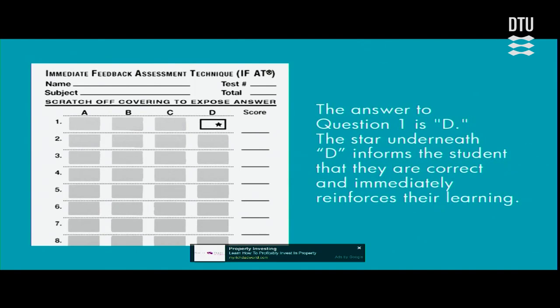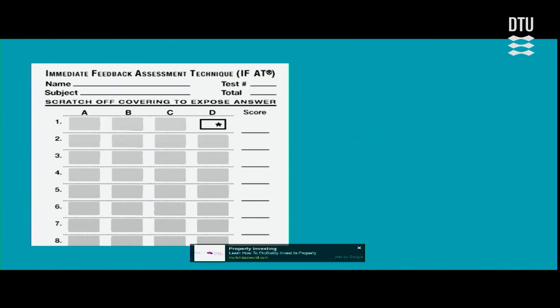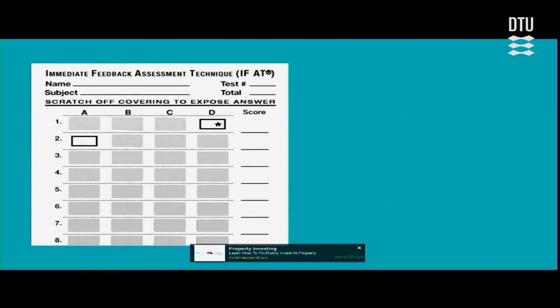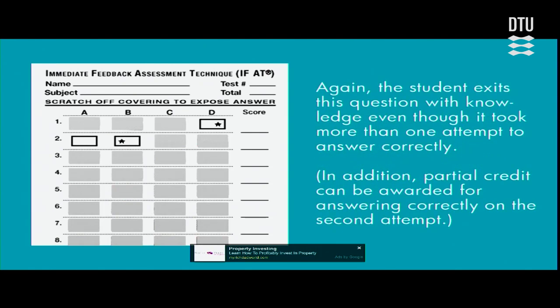So, this is what it looks like. If you think the first question has the right answer in the D box, then you scratch the D, and you will see a star. So you're right on that one. Then in the second question, if you think it's A, I'm quite sure it's A, and you scratch it and it is blank, then you think again and say, okay, it must be B. So you scratch the B, and then you find a star. And it gives you points, and you put them on the scoreboard next to it.